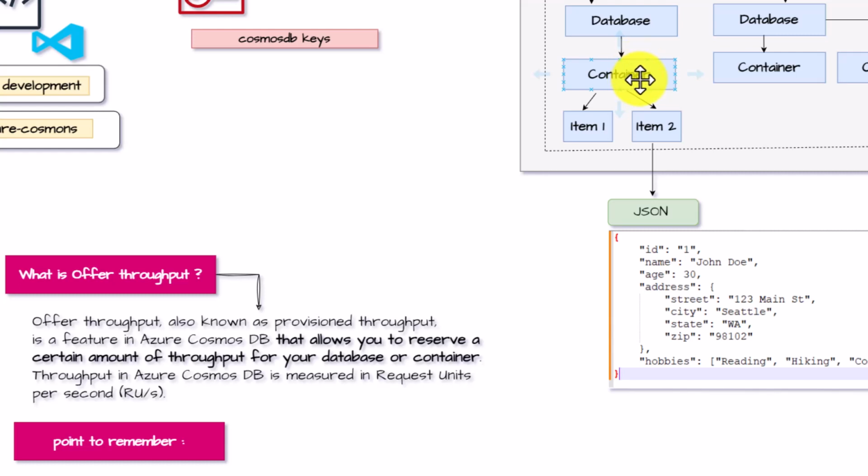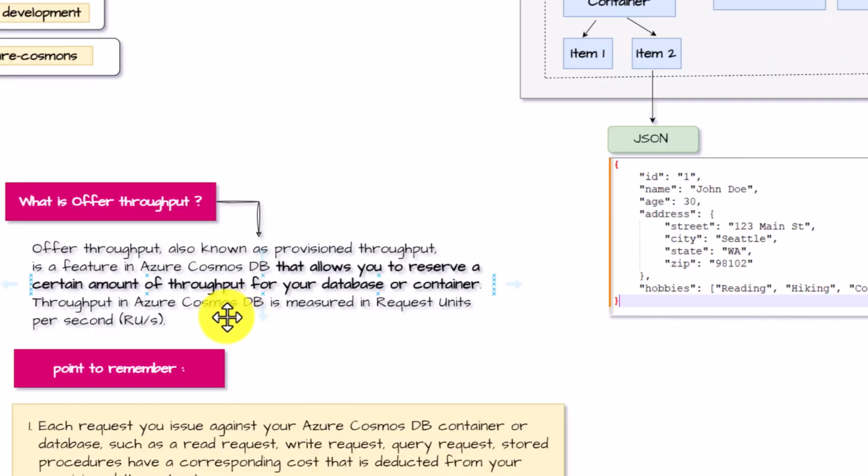Your charges are going to be dependent on this offer throughput. So if you increase this throughput, then eventually your charges are also going to be higher. It will reserve that throughput for this particular container or database. This particular throughput is measured in request units per second, that is called RU per second.